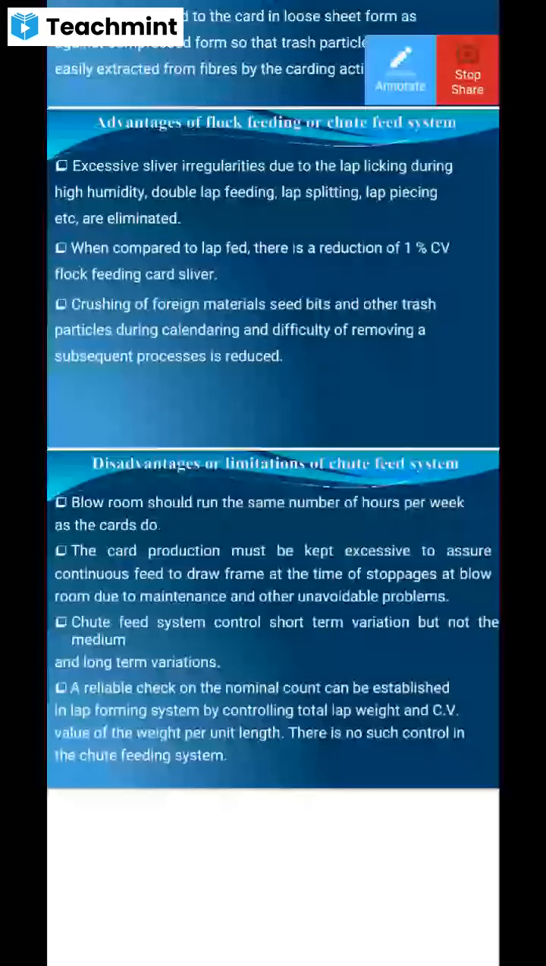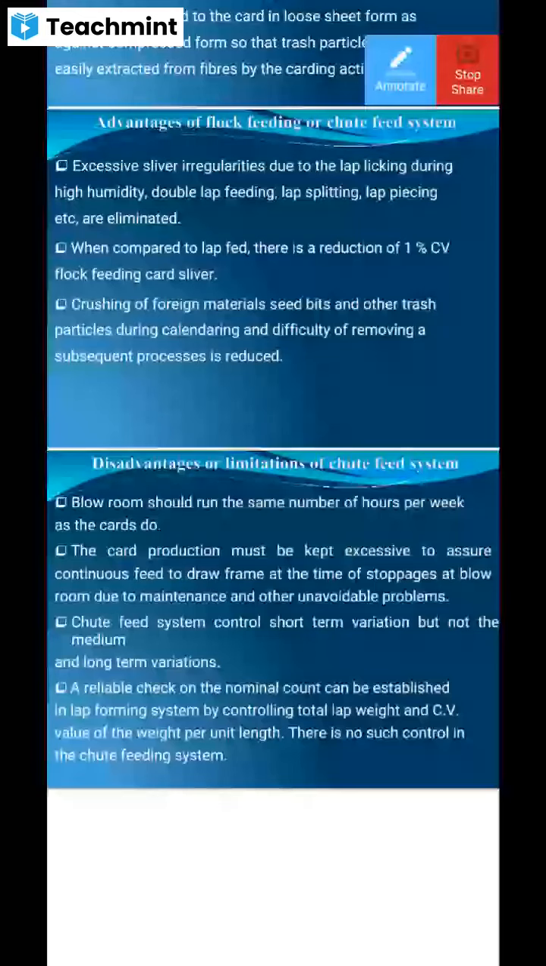Now, what is long-term fault and short-term fault, and medium-term fault? Within 10 centimeters, the fault is called a short-term fault. Every 10 centimeters, one fault may come in the yarn stage or sliver stage. Every 10 centimeters, one thick place comes. This is the short-term variation, thick or thin place, whatever it may be, up to 10 centimeters.